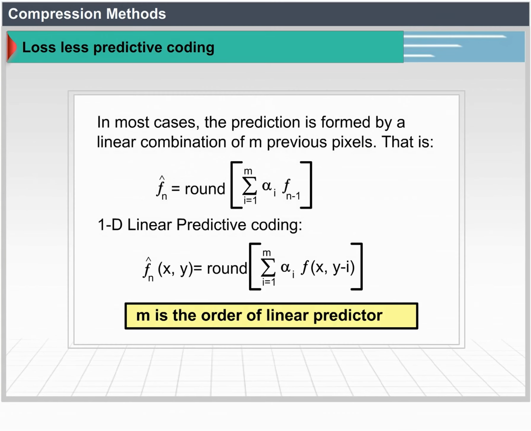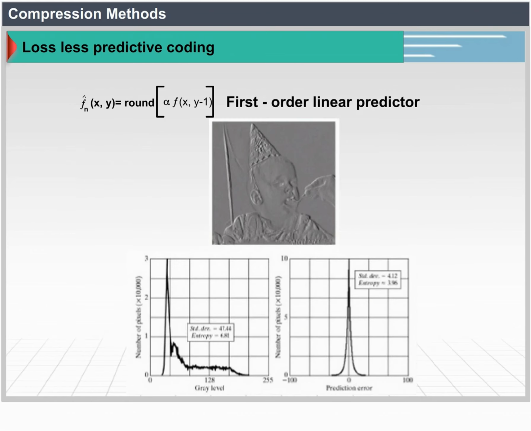In most cases, the prediction is formed by a linear combination of m previous pixels. That is, the equation takes the form. 1D linear predictive coding will appear as where m is the order of the linear predictor. The first order linear predictor graph and the corresponding image are seen.